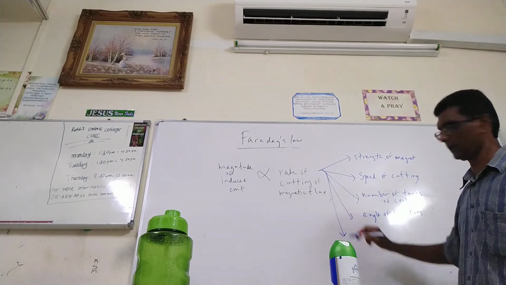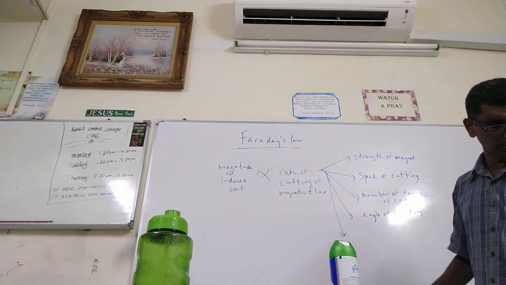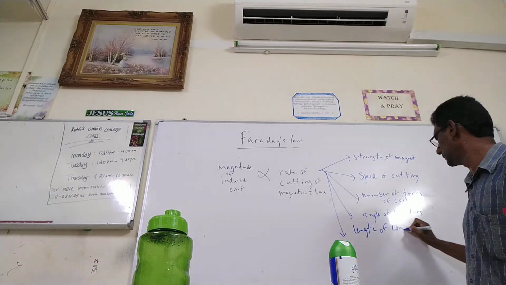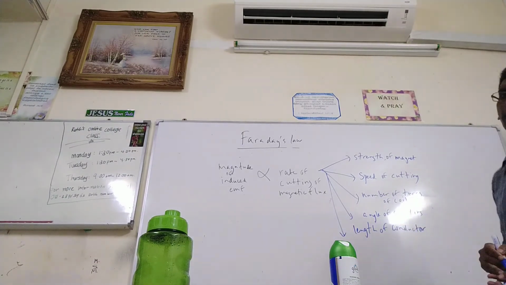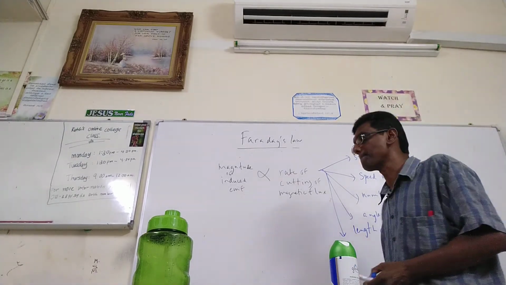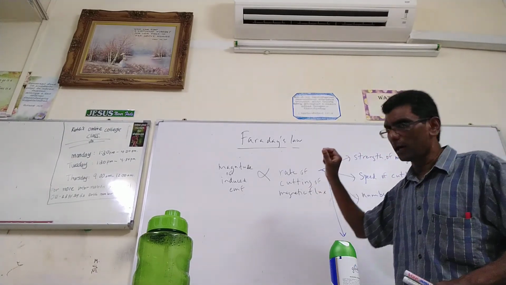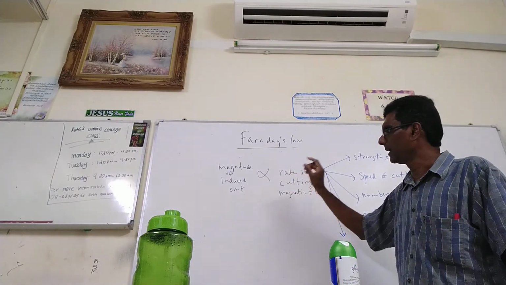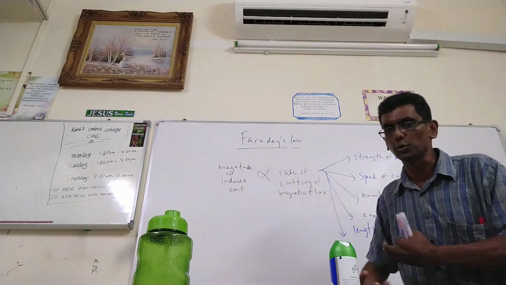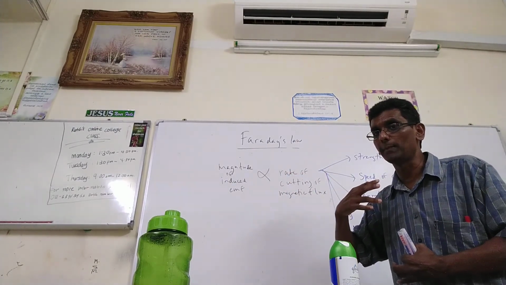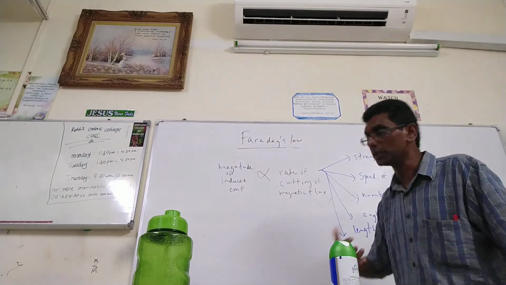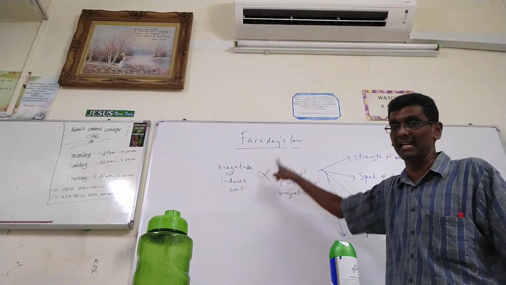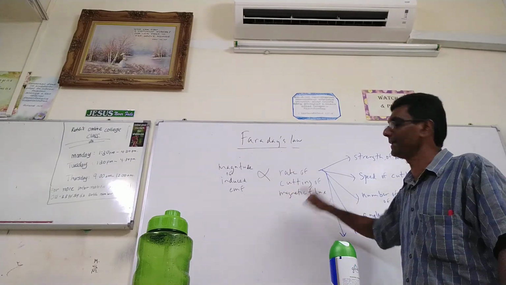And the fifth factor is length of conductor. I'll explain one by one. Again, I repeat: the magnitude of induced EMF. Induced means something produced. It's not from a battery. The magnitude of produced EMF, the produced voltage, is directly proportional to the rate of cutting of magnetic flux.